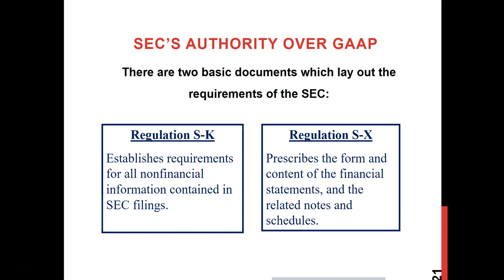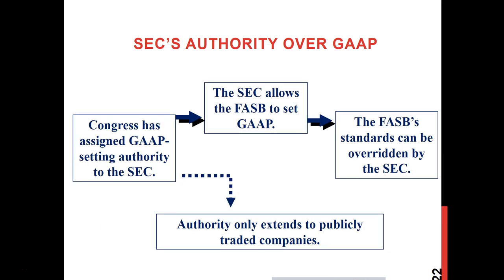And of course, it includes not only the basic financial statements, it also includes all types of notes and schedules, and this includes various types of filing. So before being accepted, all financial information must meet a number of clearly specified requirements established by this regulation, Regulation SX. Now, if you look at this chart, you will see how the SEC can exercise their authority over GAAP.